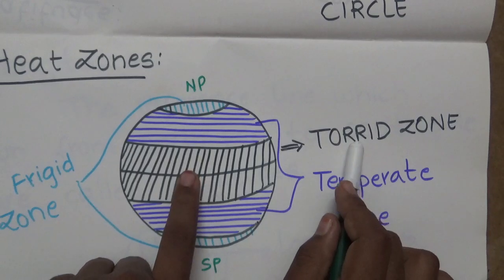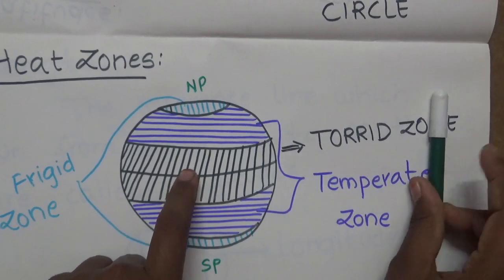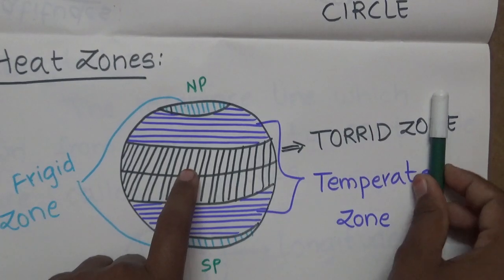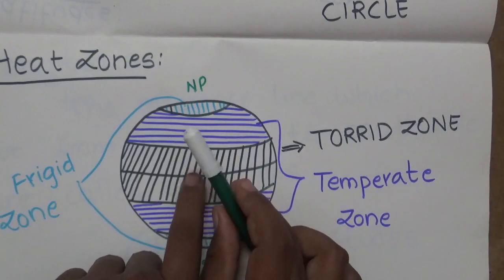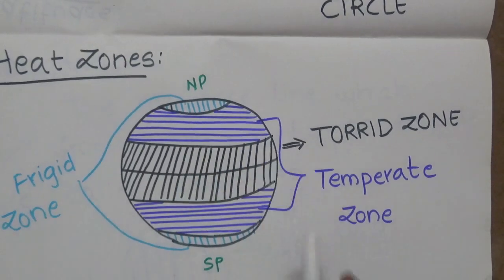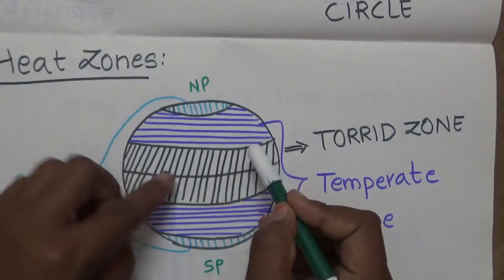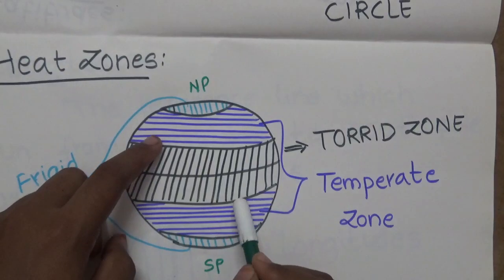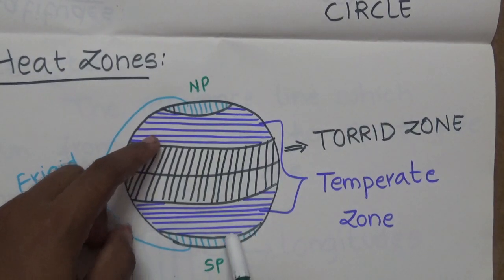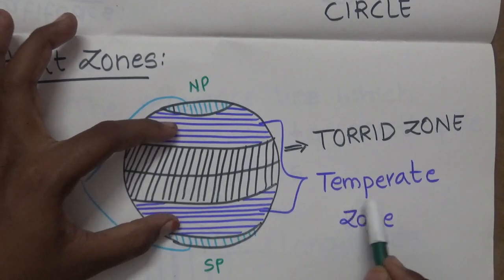Why does this region receive maximum heat? Because the sun's rays are directly very close to this equator part. And now the temperate zones: the regions between the Tropic of Cancer and the Arctic Circle, and between the Tropic of Capricorn and the Antarctic Circle. These both regions are called temperate zones.